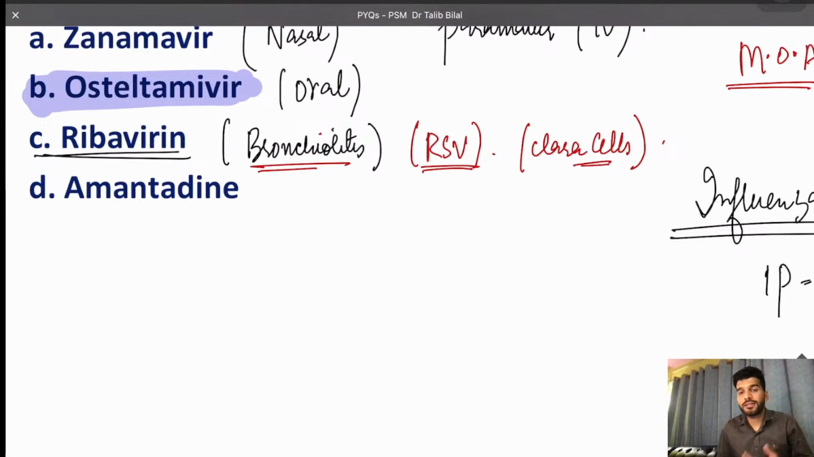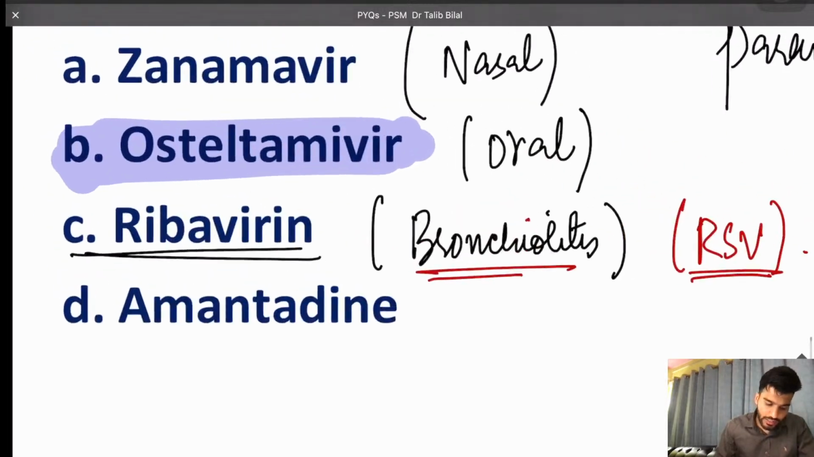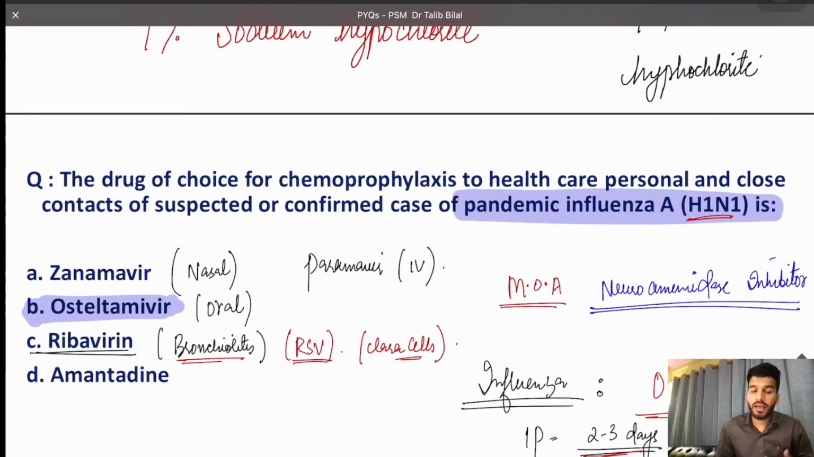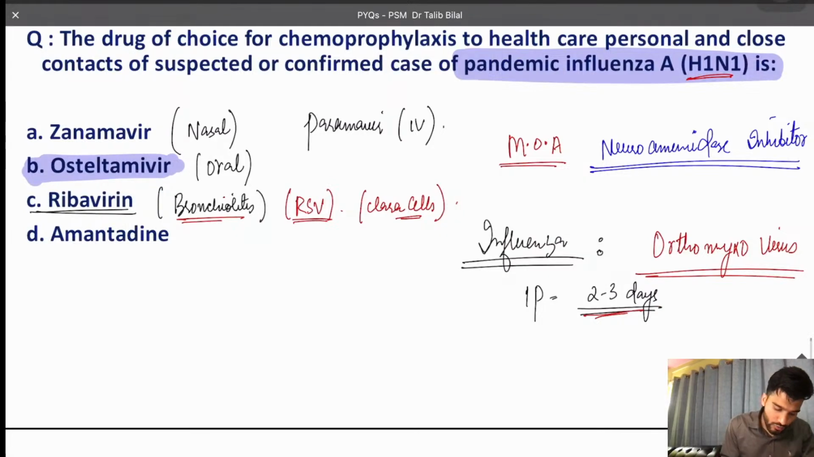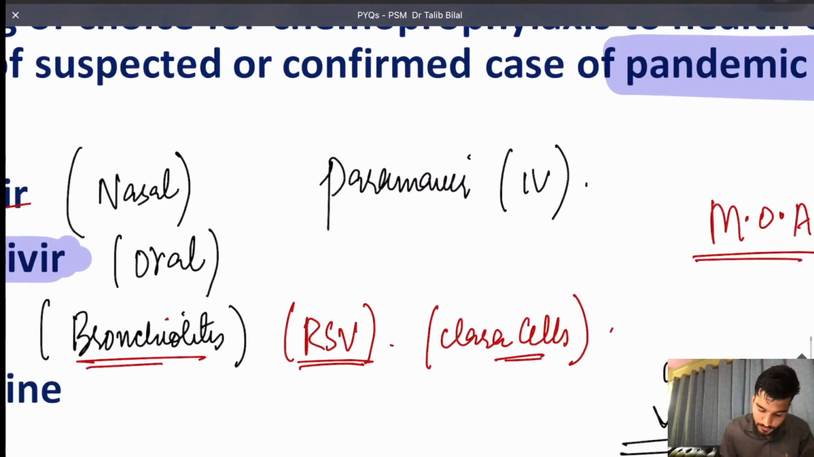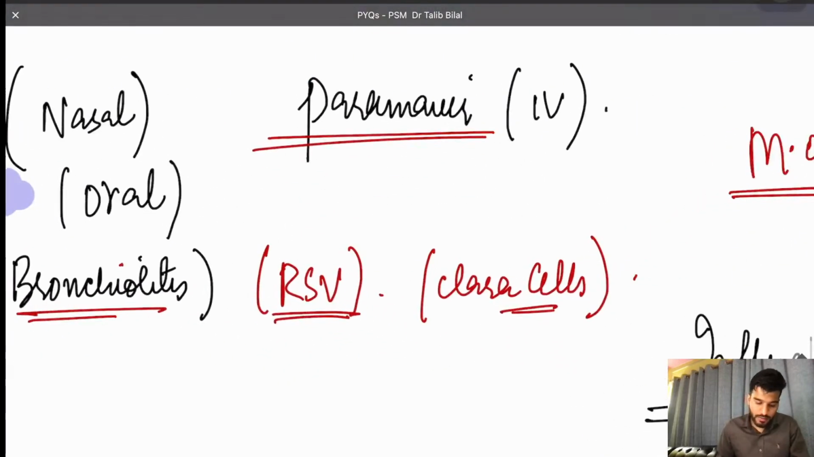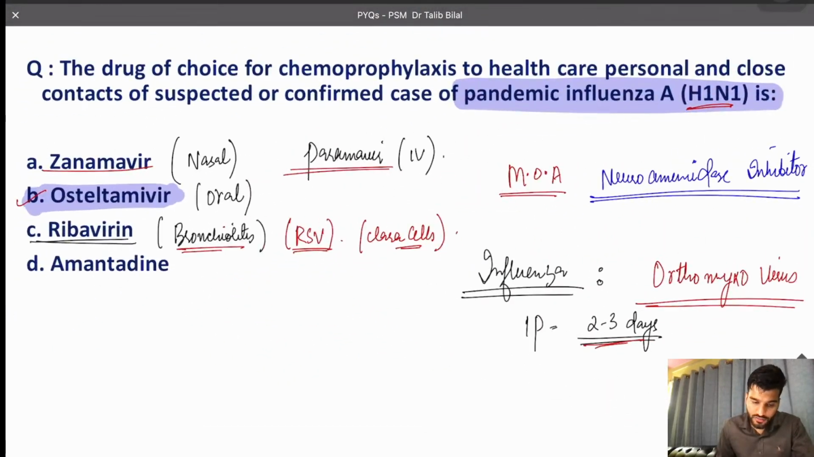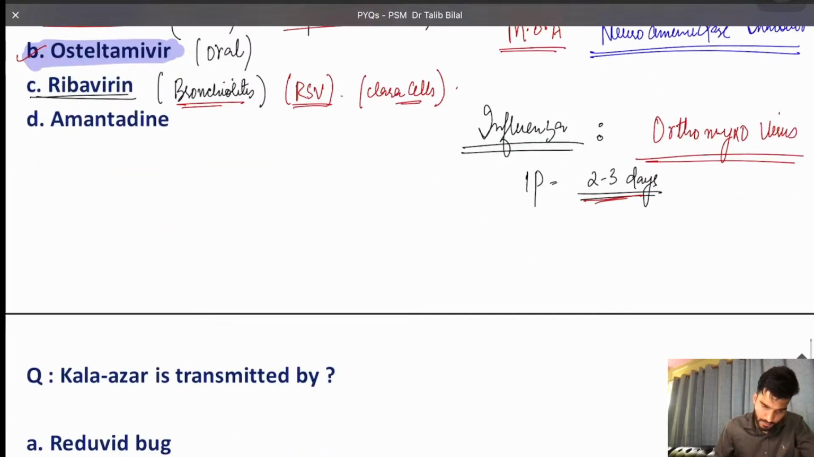One more question on influenza was asked: which of the following vaccine strains is changed every year? Due to genetic shift or mutation, antigenic variation, influenza changes strain every single year. So drug of choice is going to be oseltamivir. If the question is which of the following is a nasal drug for influenza, your answer is going to be zanamivir. If the question is which is an injectable drug for influenza, your answer is going to be peramivir. Oseltamivir comes with the trade name Tamiflu. Okay, next question.